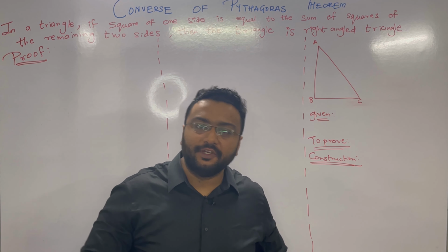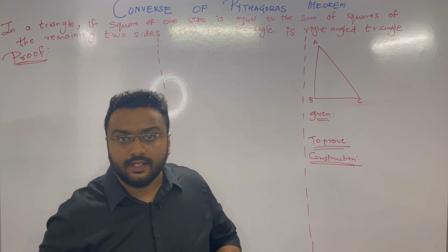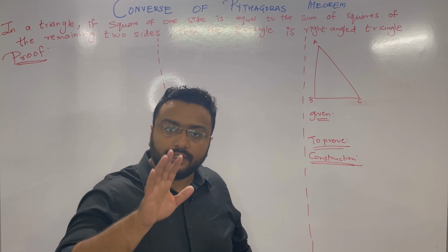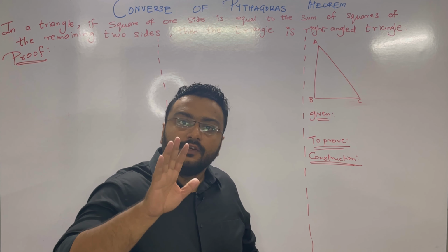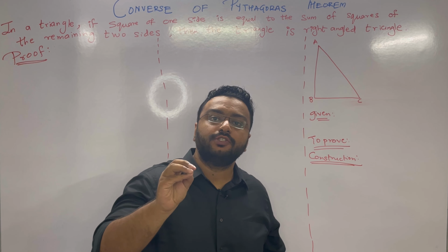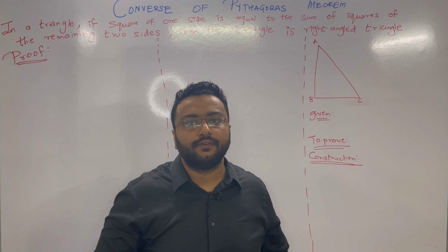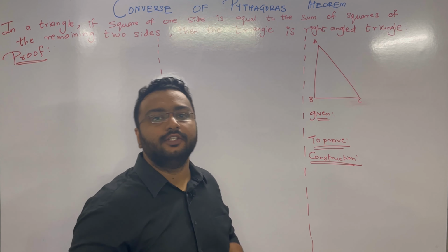In the previous video we learned what the converse of Pythagoras theorem is. If you recollect, in the converse of Pythagoras theorem, we need to prove that the angle is 90 degrees. If you have not watched that video, I will put the link in the description. Make sure that you watch that video and come back and continue with this video.